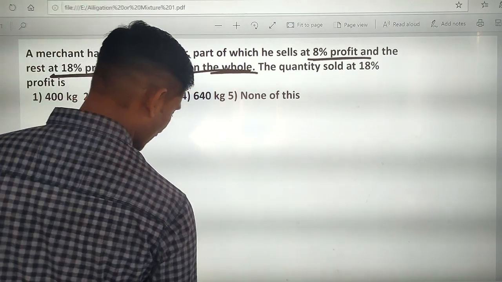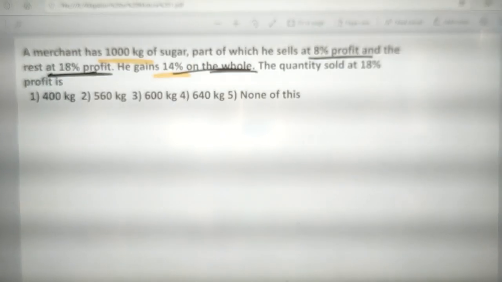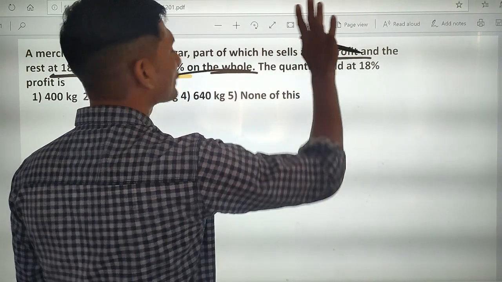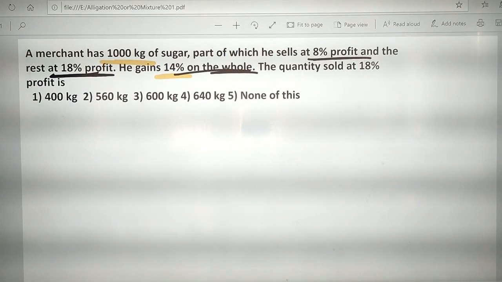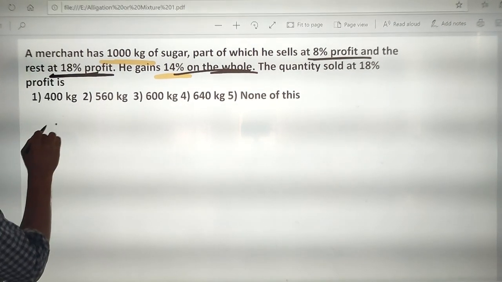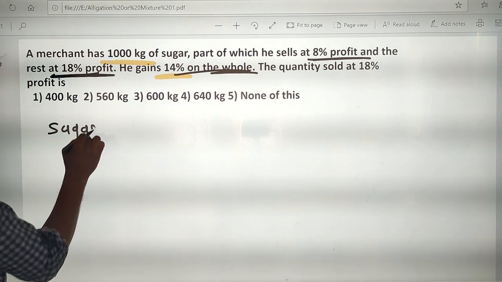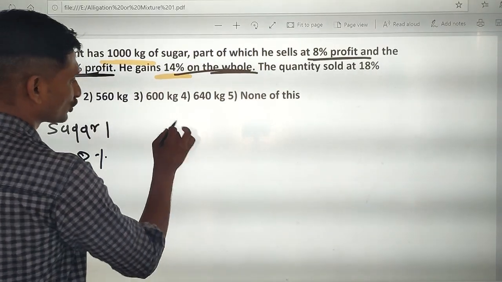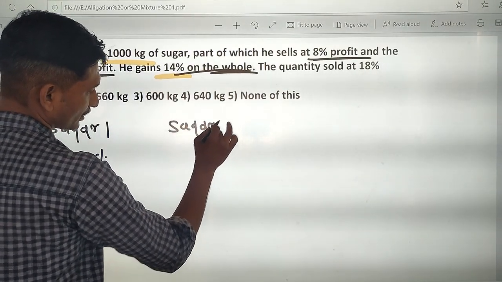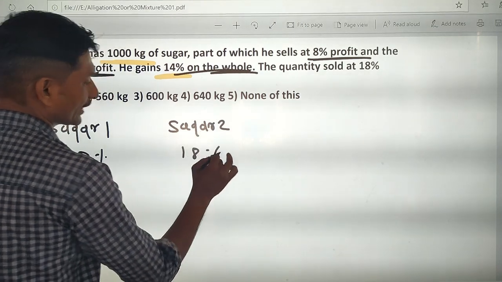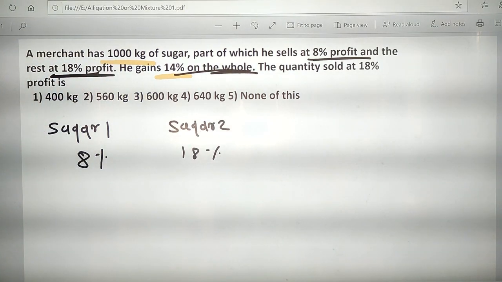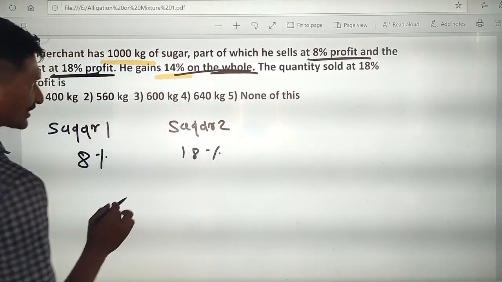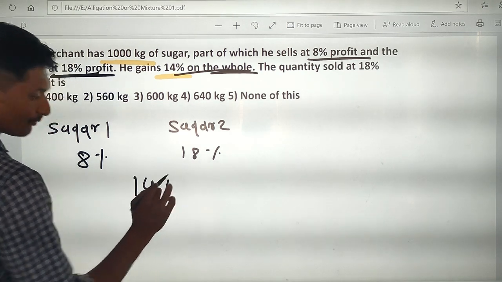Now here we write there are two types of sugar. One type is sold at 8% profit and the second type is sold at 18% profit. Sugar 1 is sold at 8% profit and sugar 2 at 18% profit. If these two sugars are mixed, the overall gain is 40%.